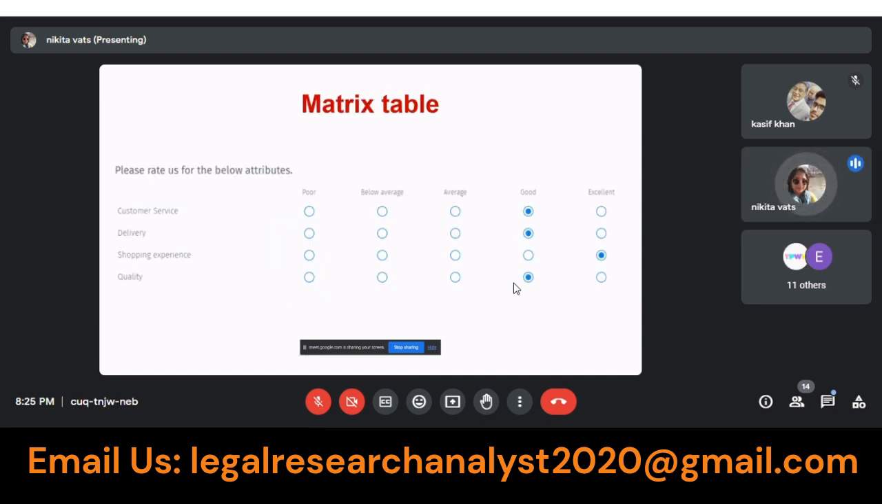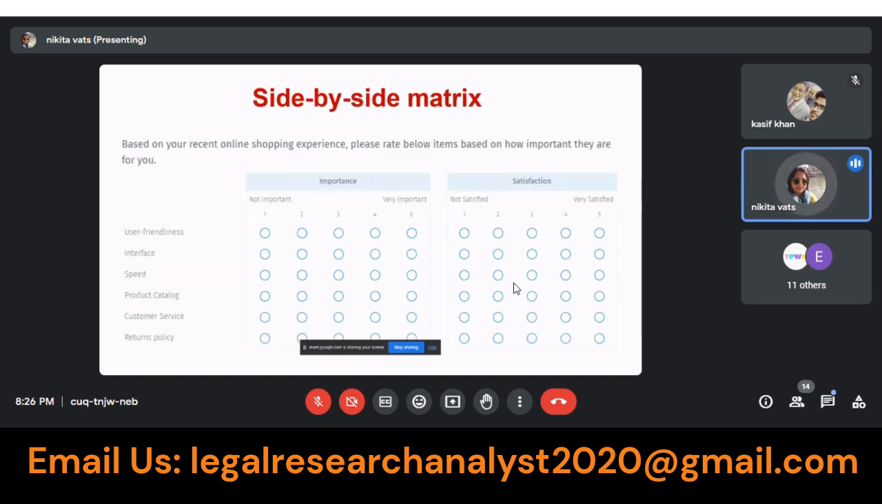Okay. Now comes the matrix table, where you can choose among options on both sides. Matrix means on both x-axis and y-axis you have the choices, and now you have to choose. For example, you can see on the left-hand side there are four options: customer service, delivery, shopping experience, quality, and on the top you have to rate them. Like customer service, it's rated good here, right? So that is how it is a matrix. It's very easy. I'm just telling you so that you at least know what type of questions you can add.